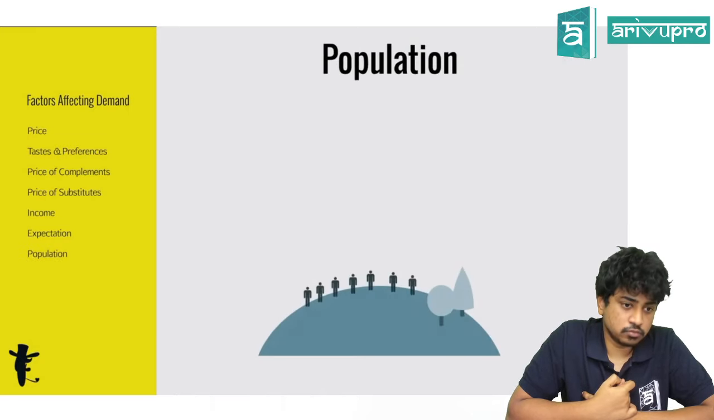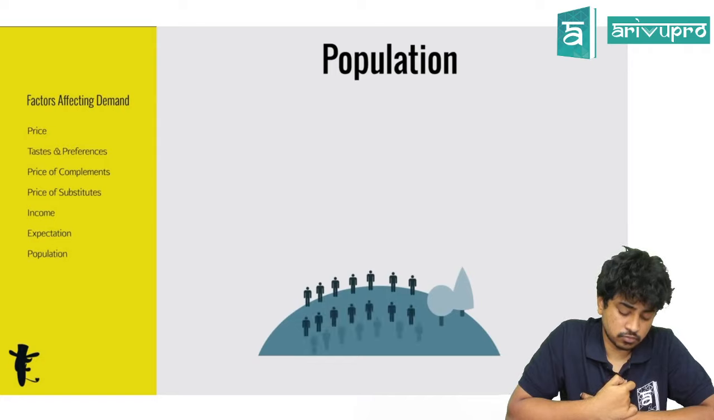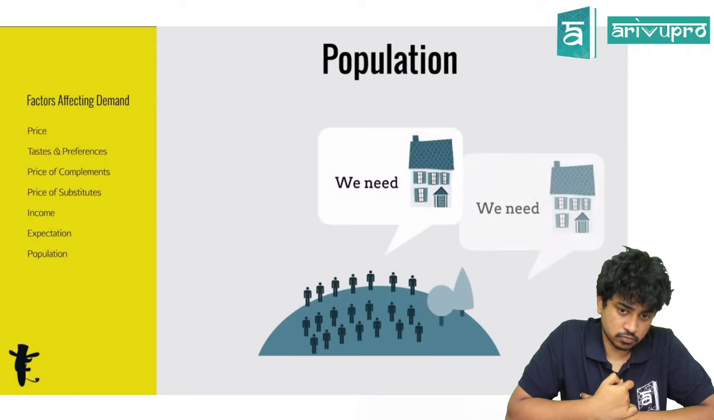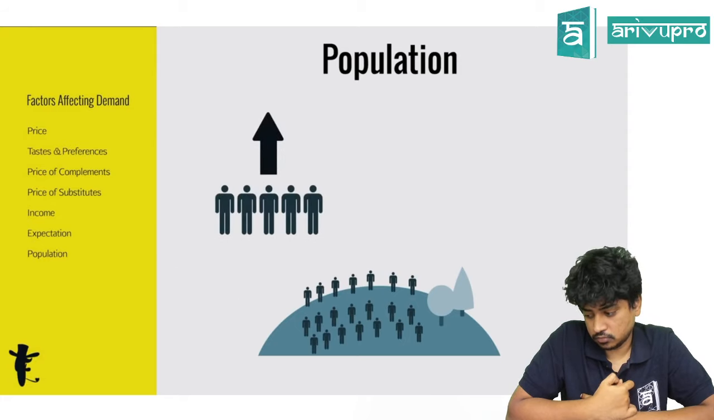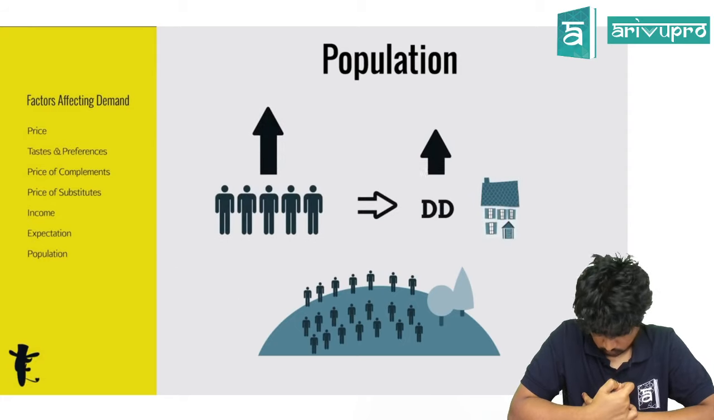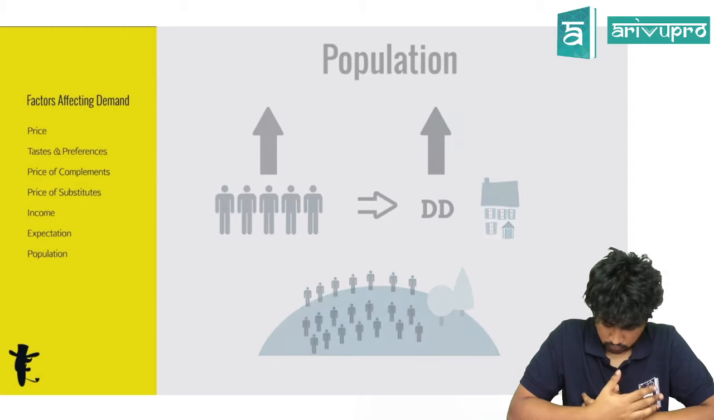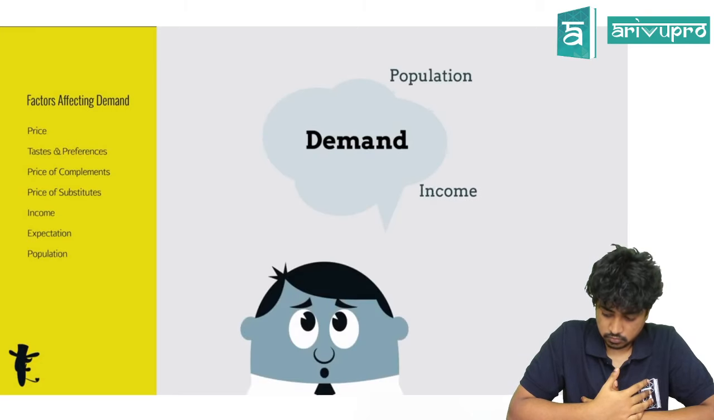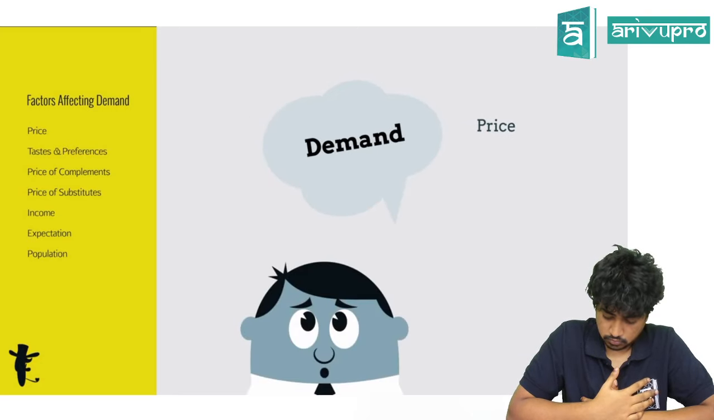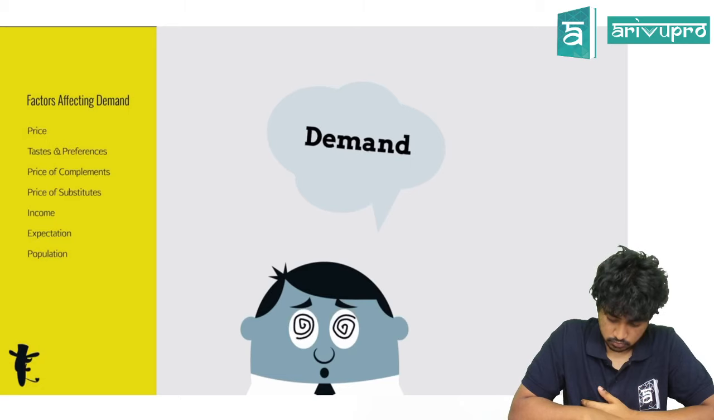Population. When the number of people on an island increases, the demand for houses increases. When population increases, demand for something will increase. So this is the summary. But hey, there are so many factors affecting demand. I'm getting confused. How do I graph the demand curve?